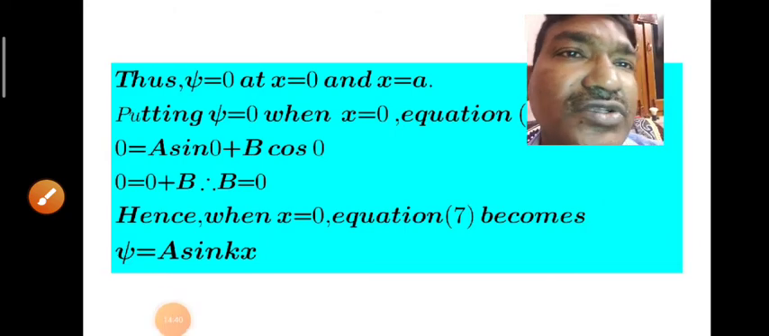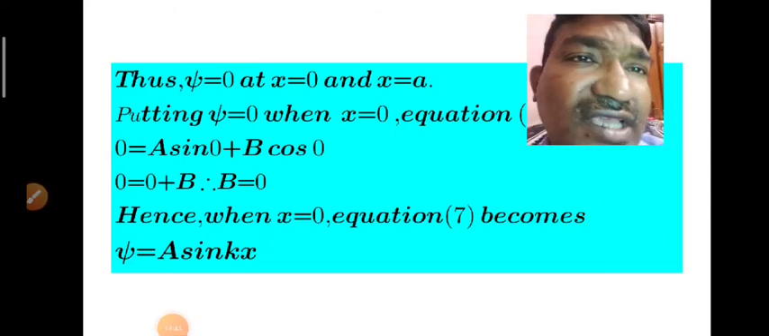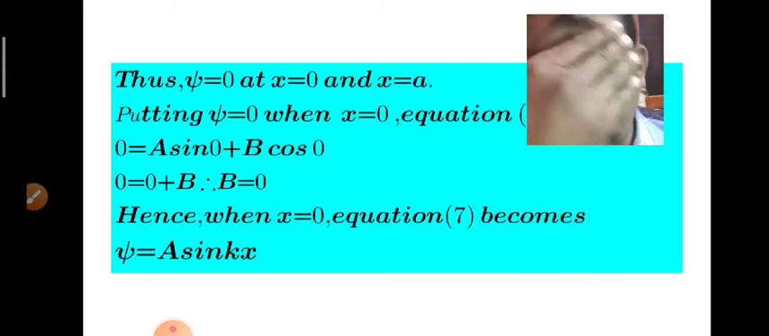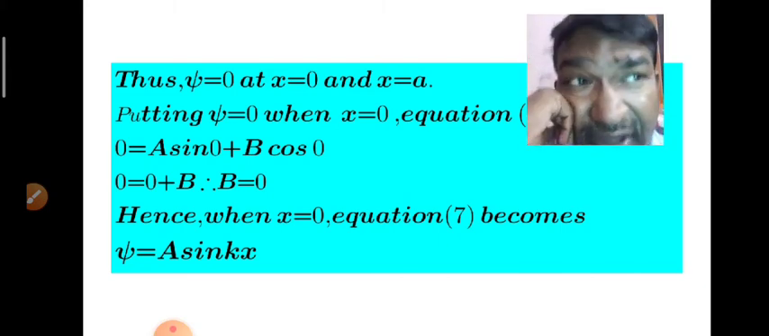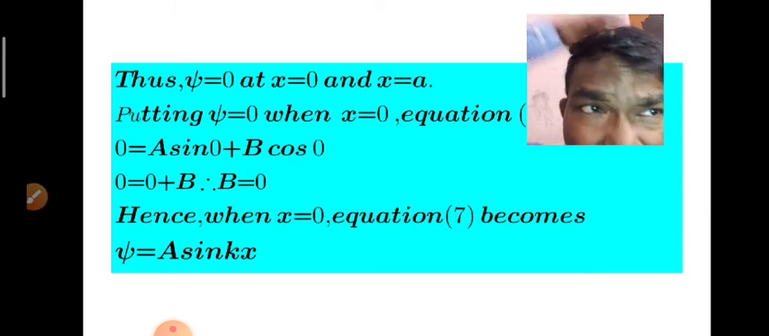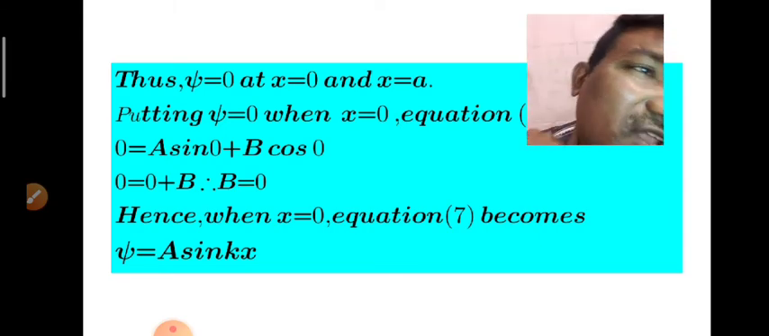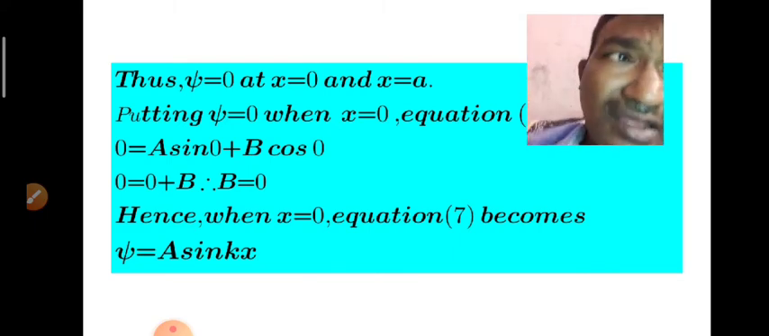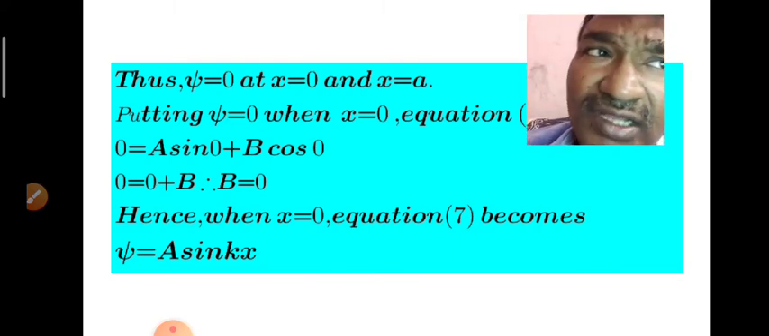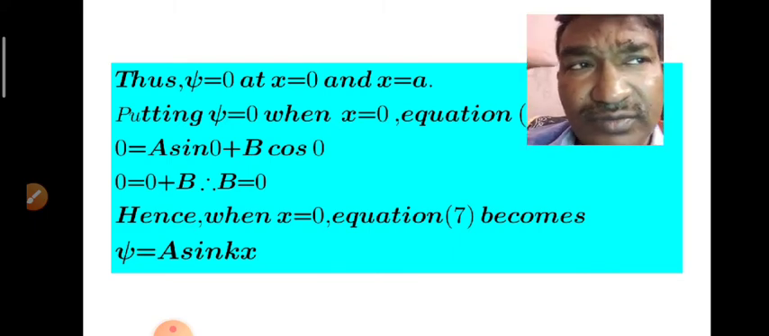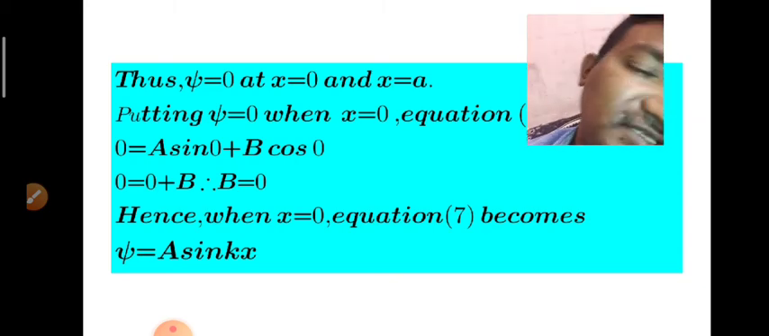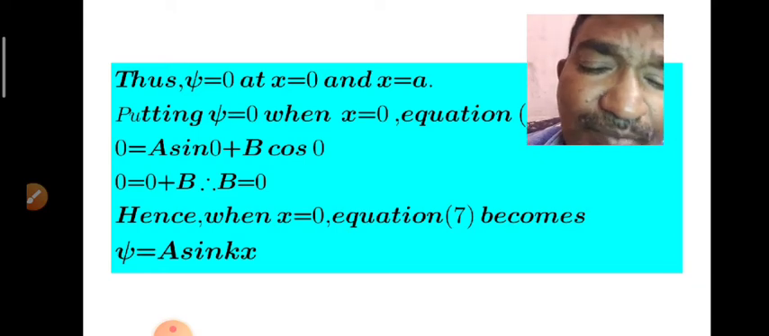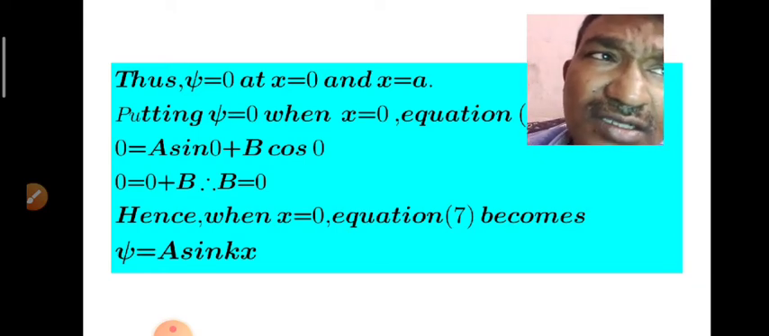We know very well that psi is equal to 0 at x is equal to 0 and x is equal to a. The amplitude of the electronic wave at the boundaries is 0, because the particle is moving within the boundaries. So at the boundaries, its amplitude or psi becomes zero.